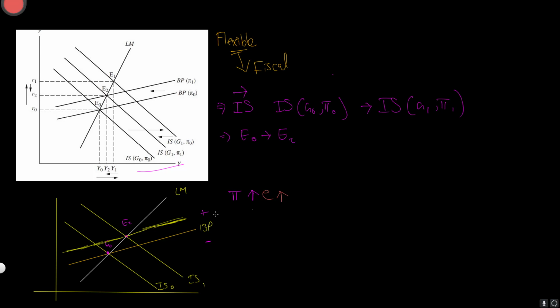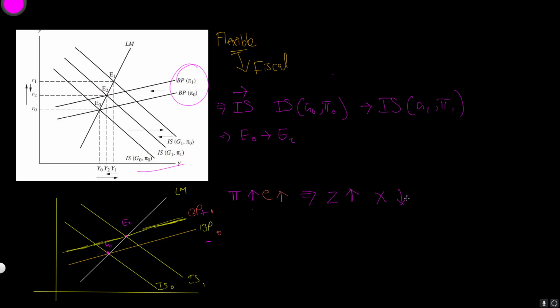So our BP curve will shift towards the left. We would have BP0 and BP1, which is represented by this point over here, because we have an appreciation in the exchange rate. What's going to happen as a result? We know that whenever we have an appreciation in the currency, we are going to have an increase in imports. So imports are going to increase, and therefore our exports would decrease.